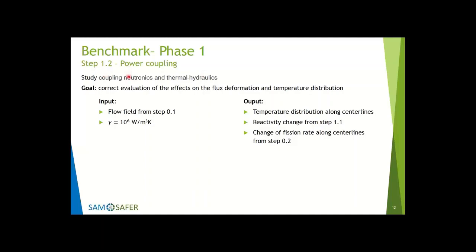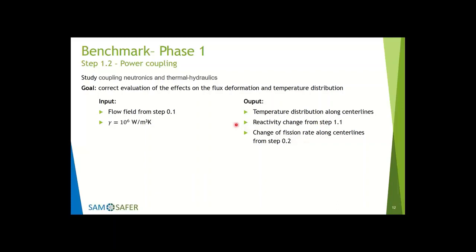In step 1.2, instead, we make a step further. So we say, okay, from the solution of the neutronics problem with the fuel motion, we still keep the flow field fixed, but now we add the thermal feedback. So we solve the temperature equation. We solve for the energy, and we evaluate that the cross-sections are corrected with the temperature in a correct way, and at the same time, we study that the energy source deriving from the fission power is implemented correctly. And so, as a goal, we want to compare the temperature distribution and the reactivity change with respect to step 1.1, because now we just want to see if the effect of a thermal feedback is taken into account correctly.